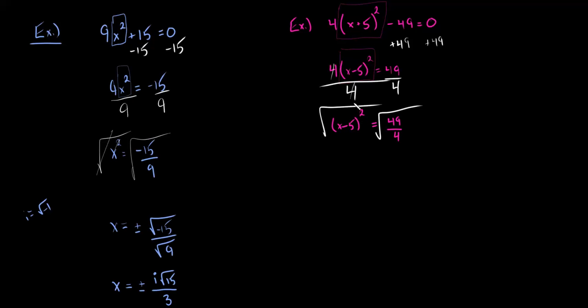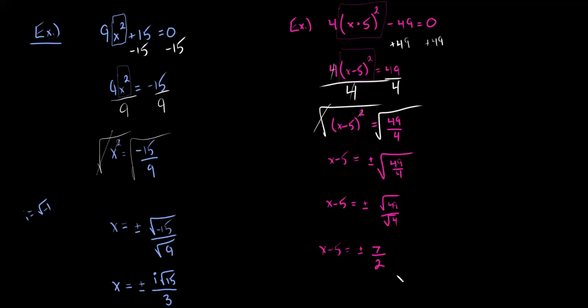And once again, if I take the square root of a term that is squared, they cancel out. So that's going to leave us with what was underneath, which is just x minus 5 is equal to plus or minus the square root of 49 over 4, which, as you could see from the previous problems, is the same thing as the square root of 49 over the square root of 4. The square root of 49 is 7, and the square root of 4 is 2. So we get x minus 5 is equal to plus or minus 7 halves.